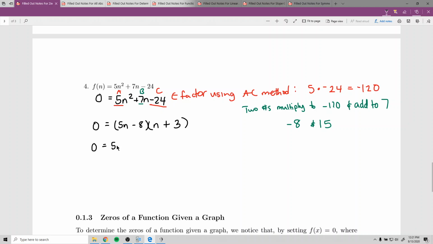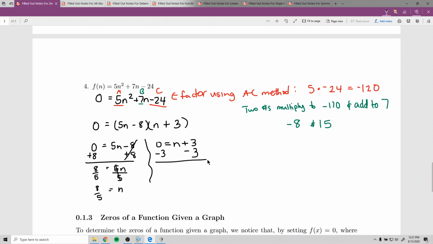Now set each factor to 0 and solve. The one on the left, we have to do 2 steps, add 8 to each side. We get 5n equals 8. And then divide each side by 5. We get n equals 8 over 5. Now for the one on the right, we just subtract 3 from each side, and we already have n equals negative 3. So this one has 2 answers. 8 over 5 and negative 3.